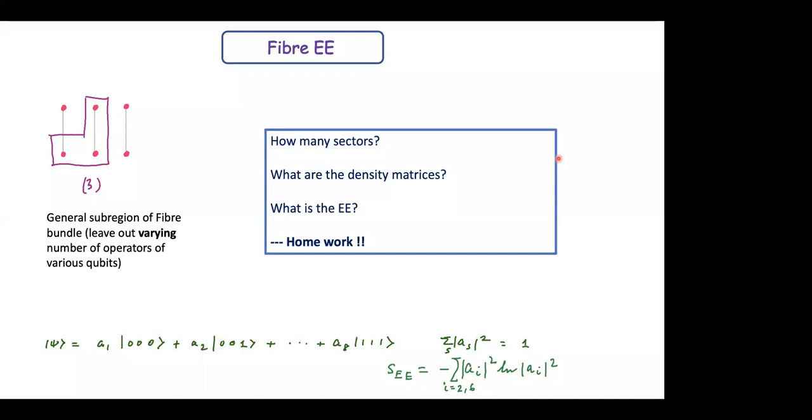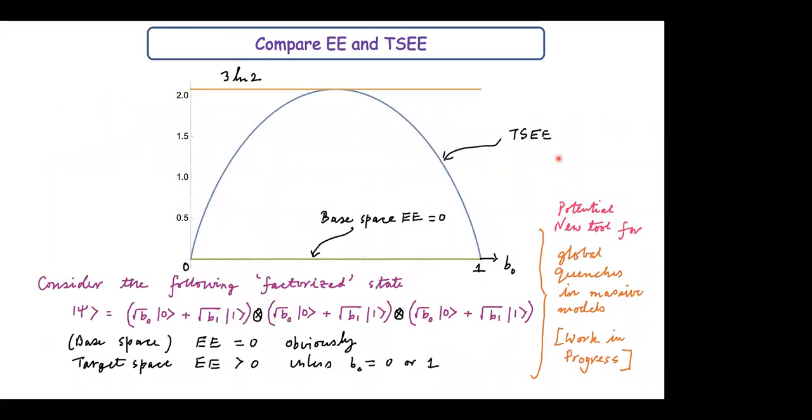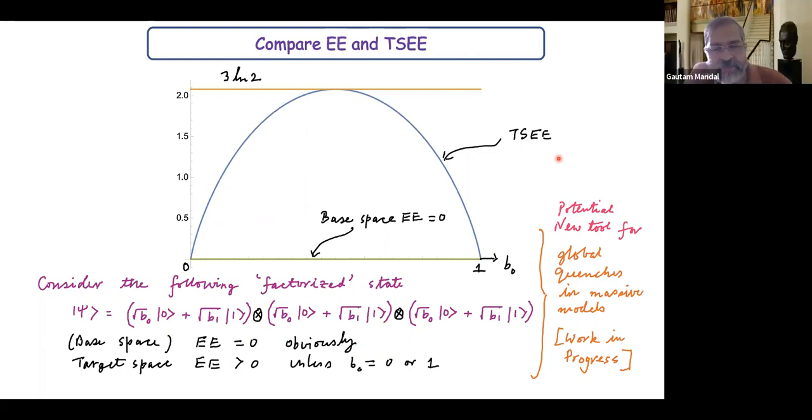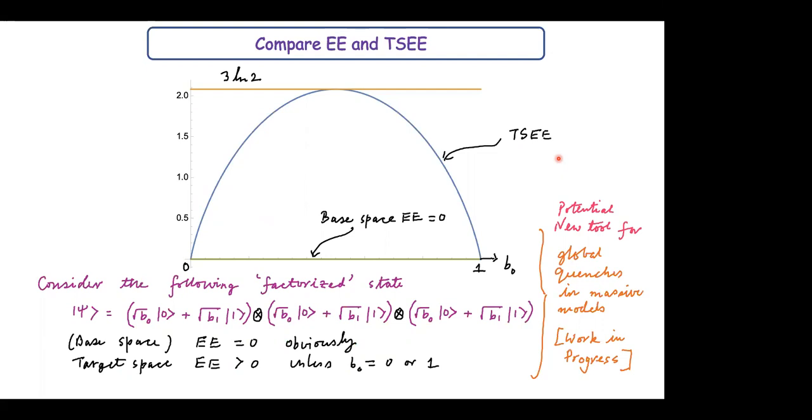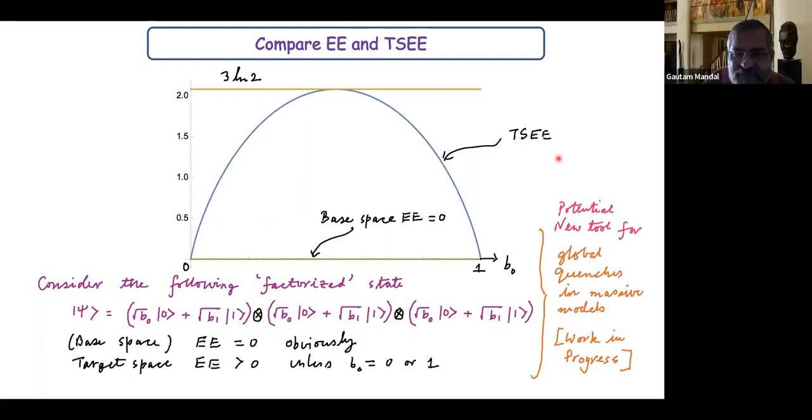Gautam, just one quick thing. I think maybe it will come, but I'm missing the motivation. I think you said it in the global quenches in massive models. But for example, in this plot, if the initial state is a product state where each qubit is in a superposition, essentially it is a product state. So you get no change. You have zero entanglement entropy. The kind of motivation that you are looking for will come in 2 slides.